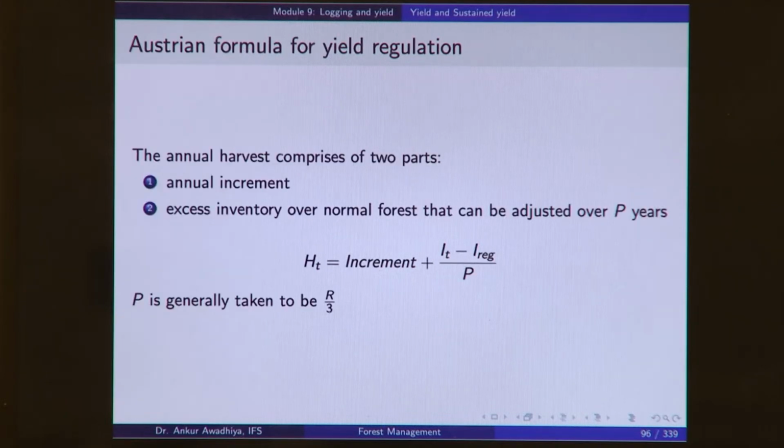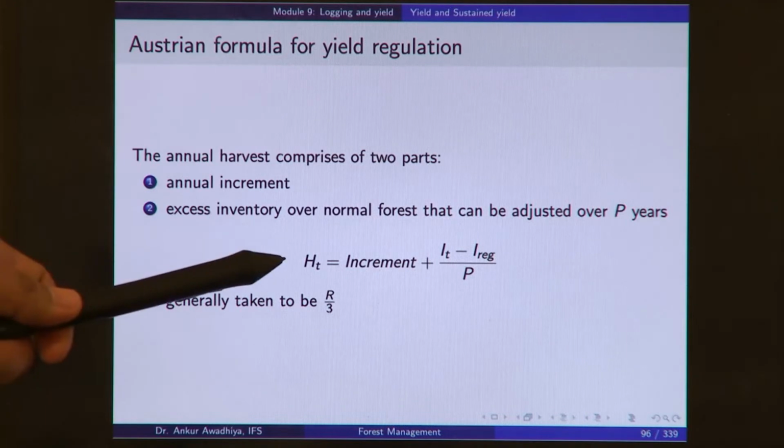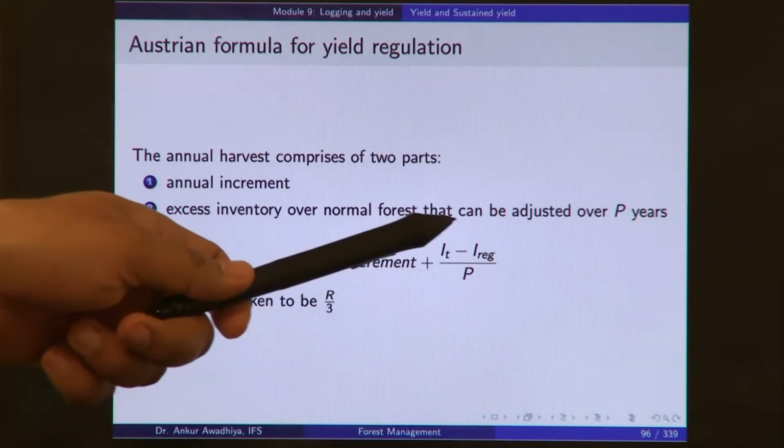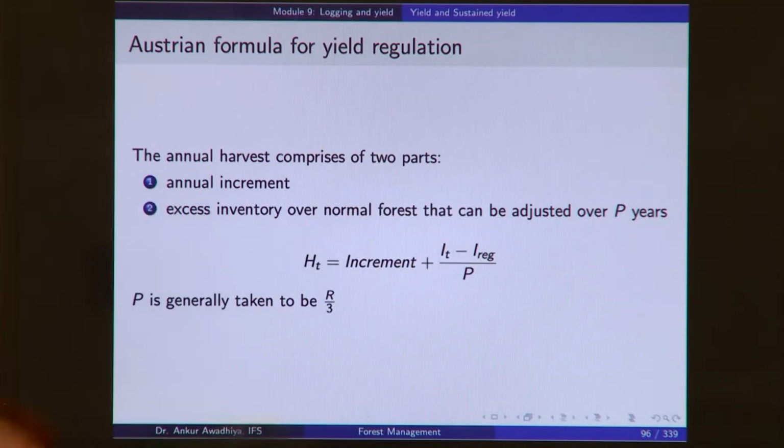Then we also have the Austrian formula, which says that you can extract the annual increment, but then you also have to consider the excess inventory over the normal forest that needs to be adjusted, and this adjustment can be done over a period of say p years, in which case you will say that the amount extracted every year is increment plus I minus I of a regular or a normal forest divided by p. P is generally taken to be 1/3 of the rotation period.